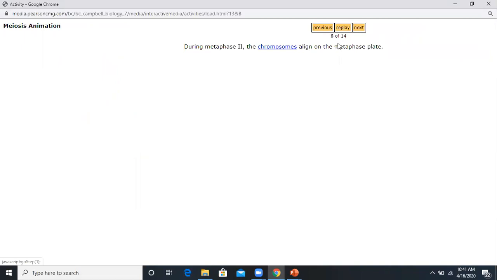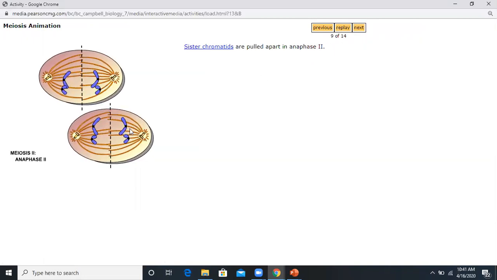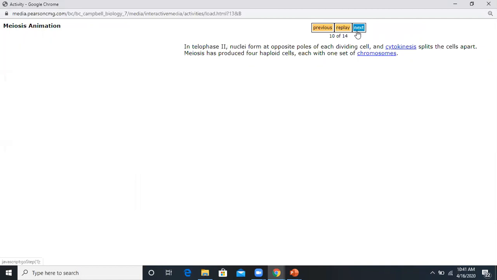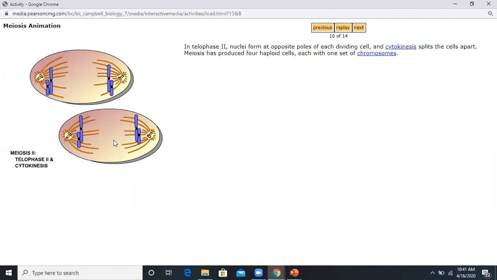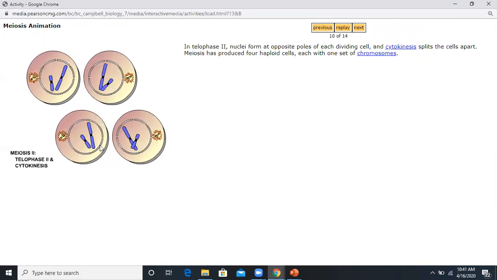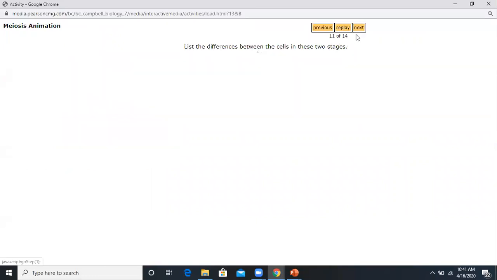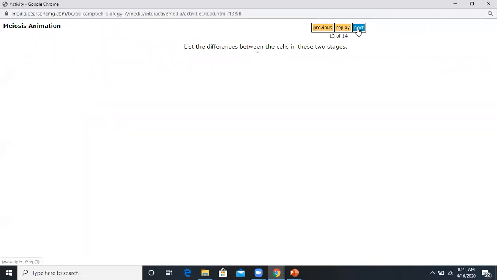Moving forward, during metaphase 2, the chromosomes line up towards the metaphase plate. In anaphase 2, the sister chromatids are pulled apart. And in telophase 2, notice what's going on here. There's a couple of things. In cytokinesis, your cytoplasm splits, your nucleus reforms, and there's going to be your 4 cells, okay, with half of them. So in terms of this, let's take a quick second versus listing the difference.